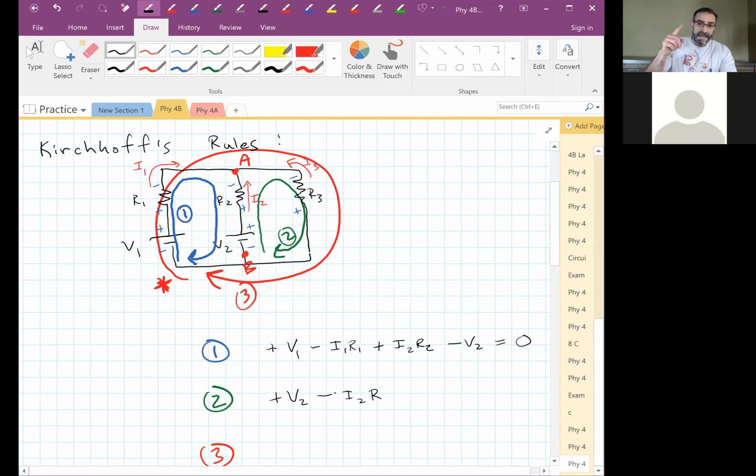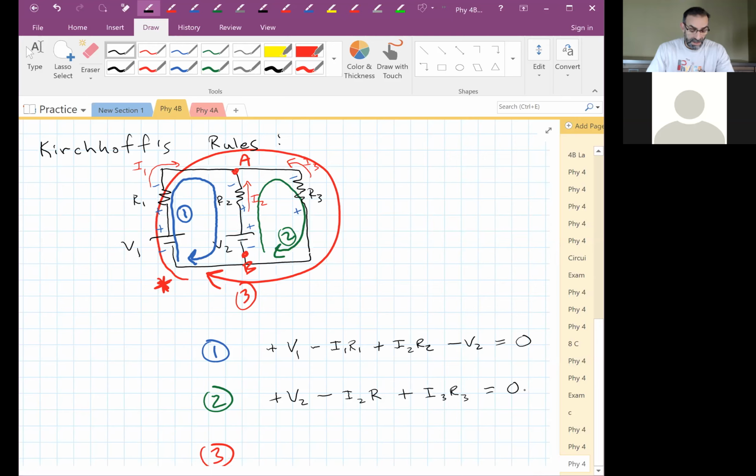Now we're at point A. We walk across the top and we go down through R3. We're going opposite the current. We're going in the low side and out the high side. So we're rising. And then we go back to point B and we don't hit any more elements in our circuit. So we add those up and we have to get 0. We're back to where we started.